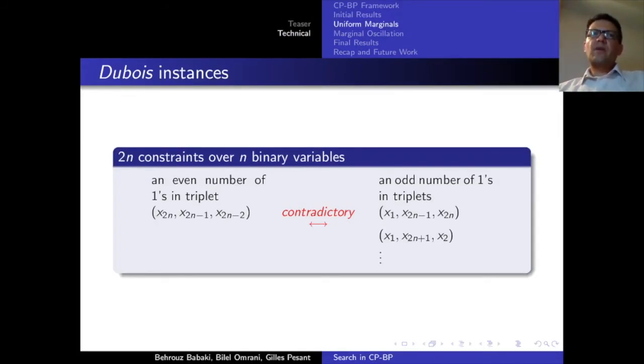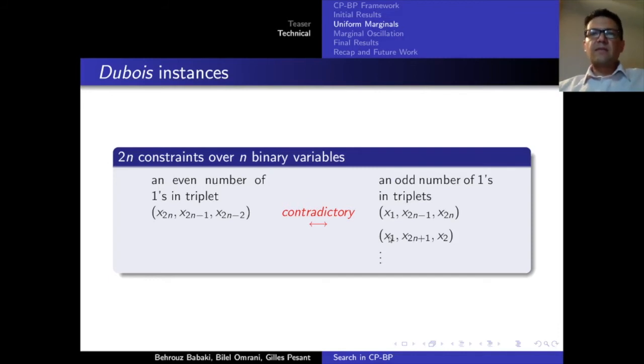Our initial results show that CPBP does not perform very well on certain instances, in particular Dubois and Pigeons Plus. This motivated us to take a closer look at these instances. Let's start with Dubois. These instances are defined over n binary variables and consist of 2 times n ternary constraints. One of these constraints says that a certain triplet of variables should have an even number of ones. Other constraints say that other triplets should have an odd number of ones.